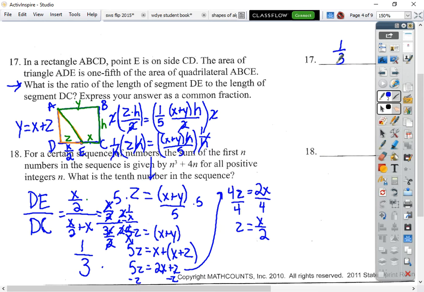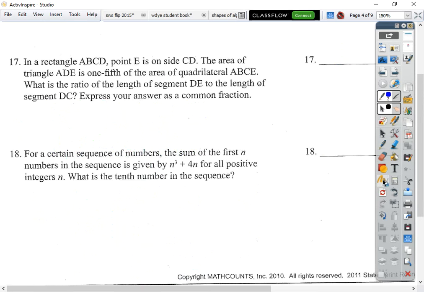Okay? Let's try another one. Let's do number 18 now.